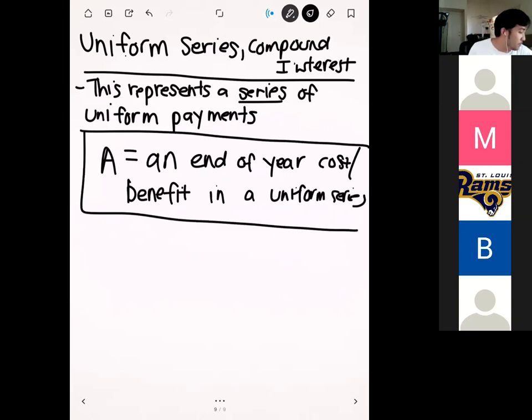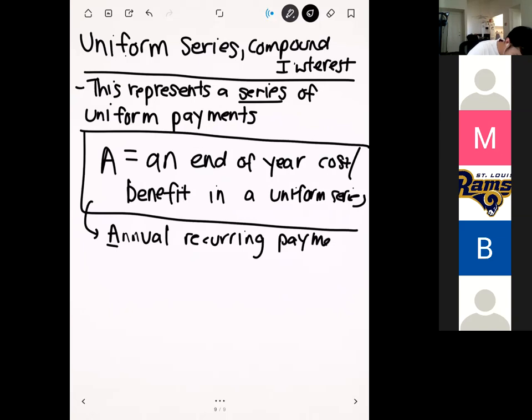I'm going to give it the symbol A, which is weird because the letter A does not occur in uniform series at all. But the reason it's called A is because oftentimes when we think of uniform series, we think of payments that happen at the end of every year. A yearly thing is known as an annual thing, so this A basically stands for annual. So that's where the A comes from. This is probably the weirdest one because we call it a uniform series, but there's no A in there, but we use A. Okay?